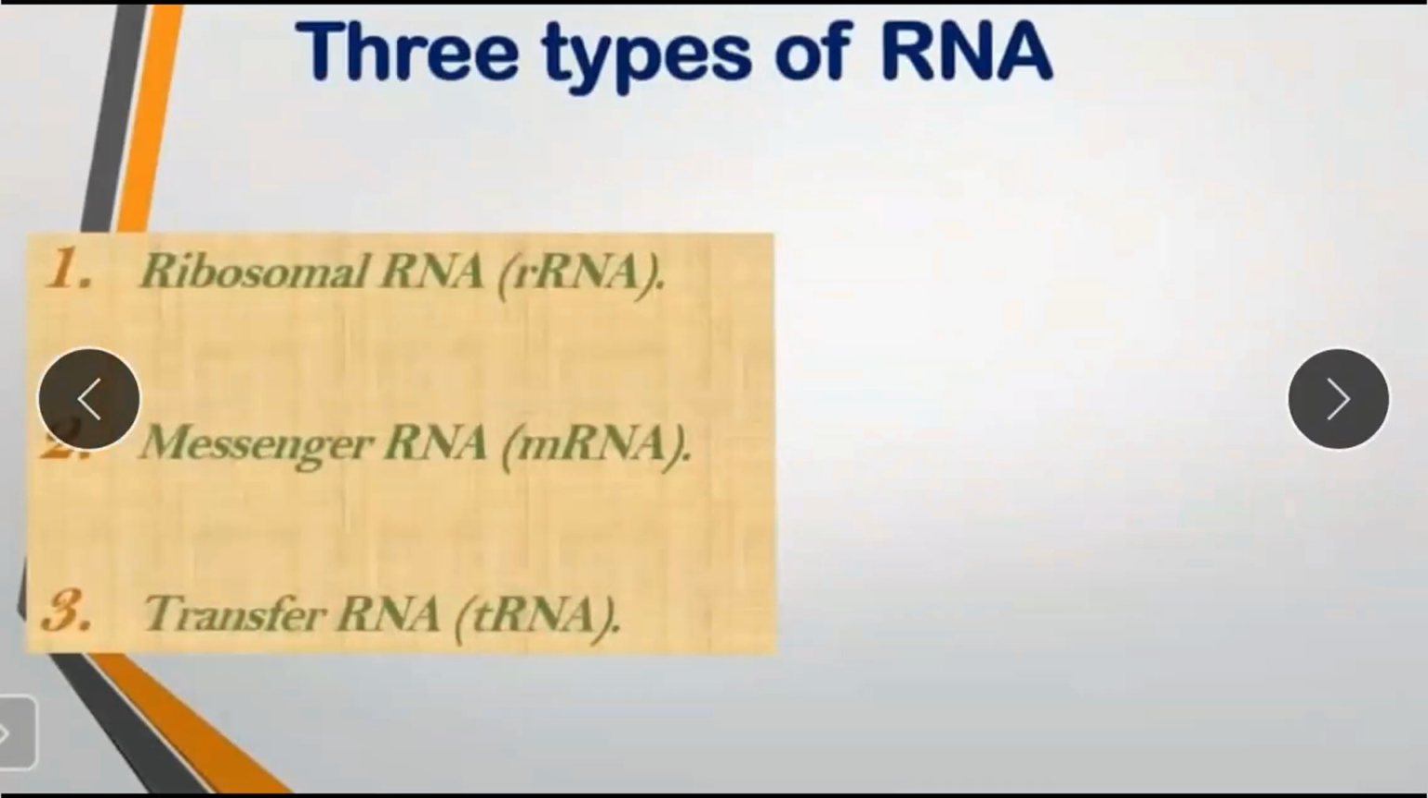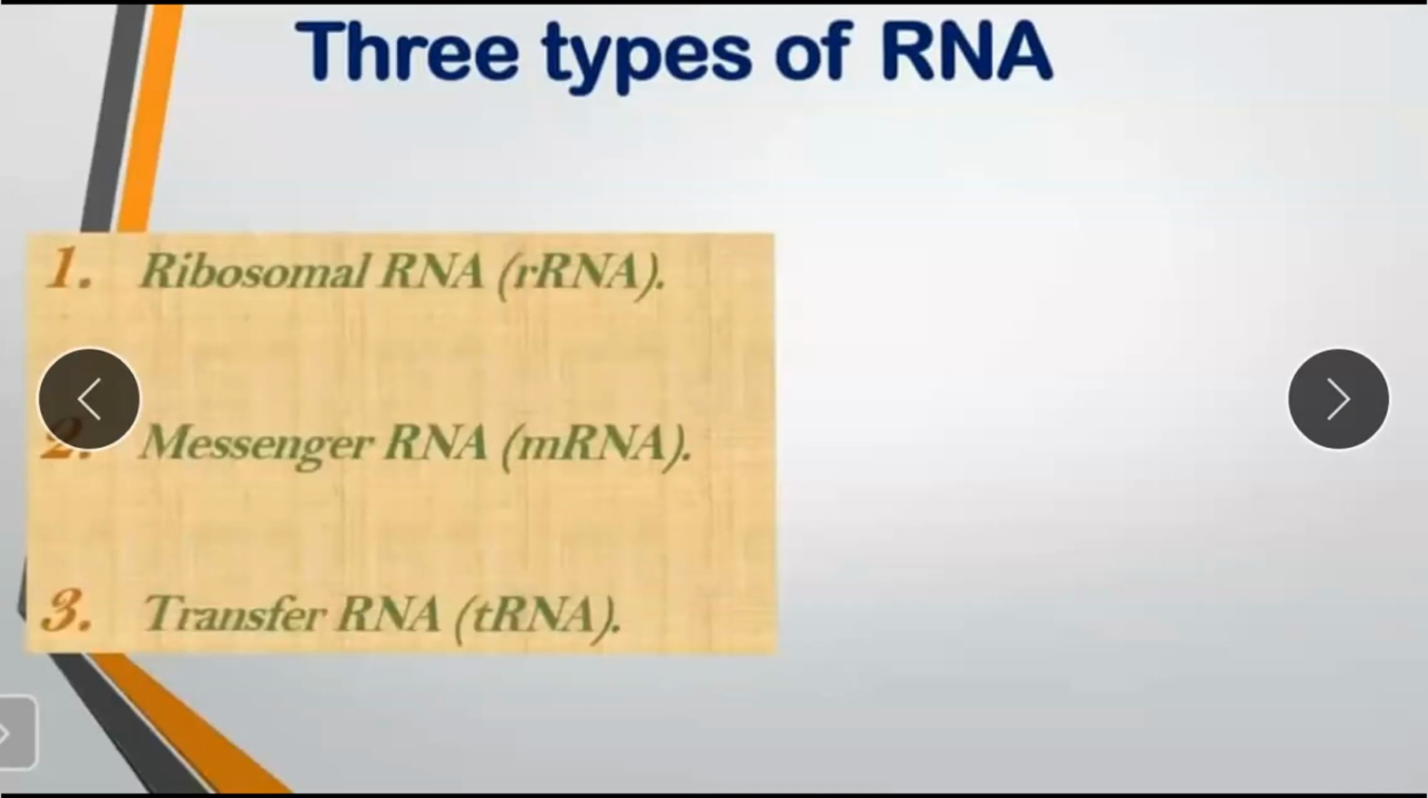Now moving further, according to the functions of RNA, there are three types of RNA. What are they? The first type is ribosomal RNA, that is rRNA. Second is messenger RNA, that is mRNA. Third one is transfer RNA, that is tRNA. Now, what is the first one? Ribosomal RNA. Second is messenger RNA, mRNA. Then the transfer RNA, tRNA.